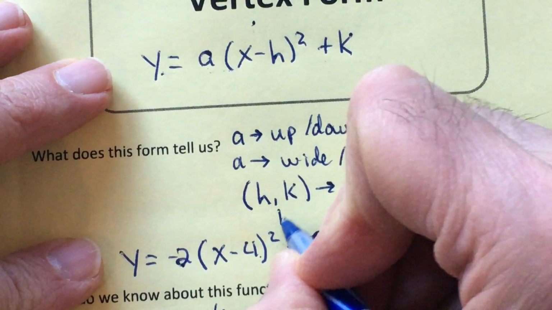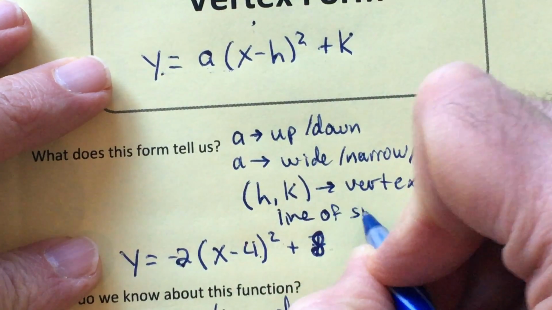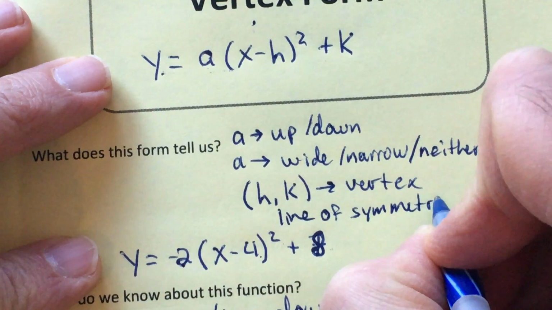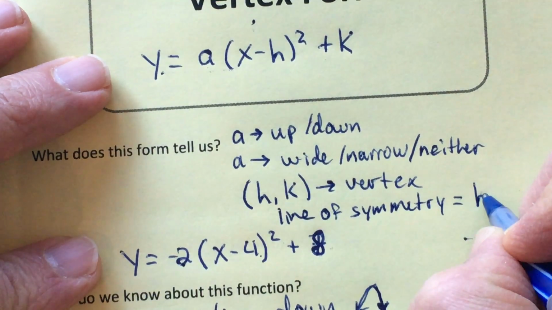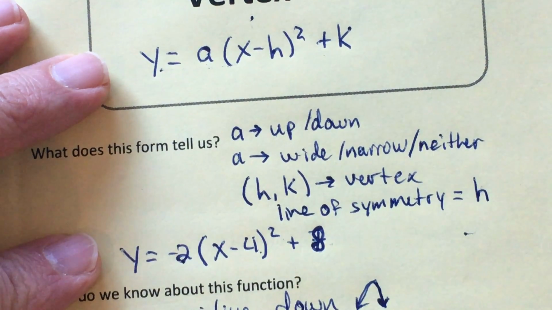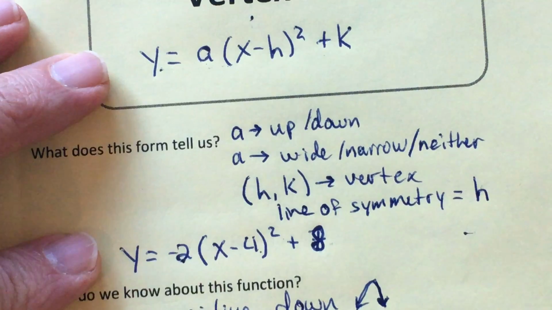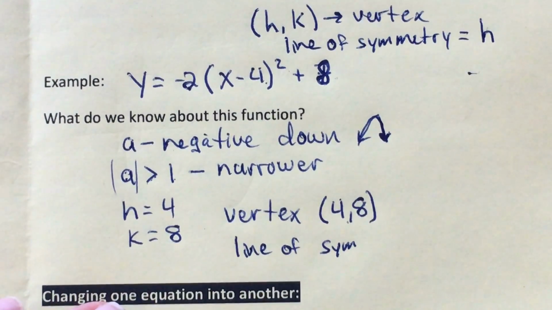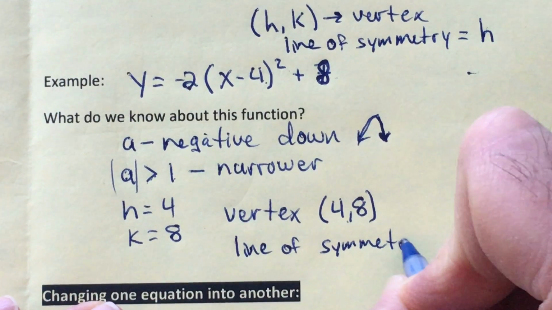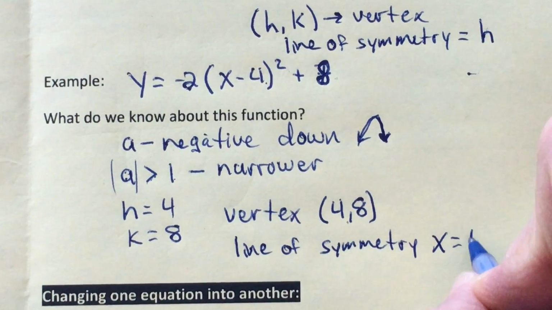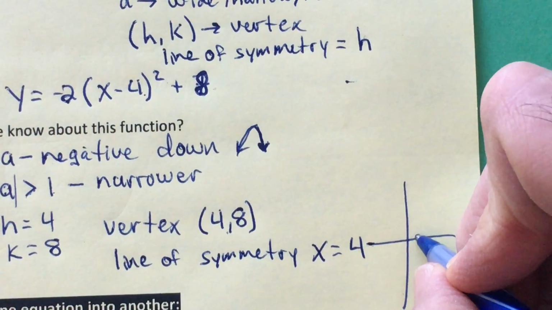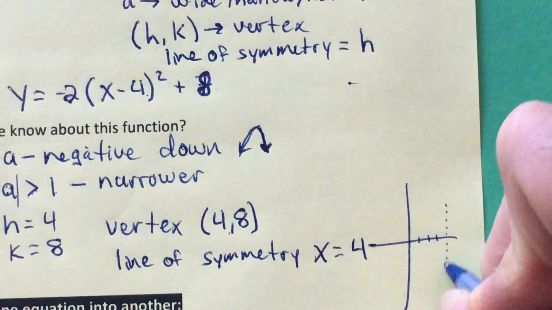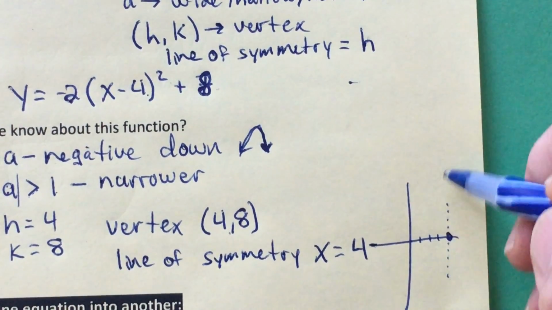The line of symmetry equals h. So put it down here. Line of symmetry, x equals 4. That means on my graph, if I look at this, here's my graph. 1, 2, 3, 4. There's my line of symmetry.